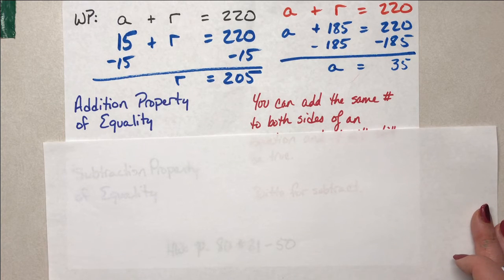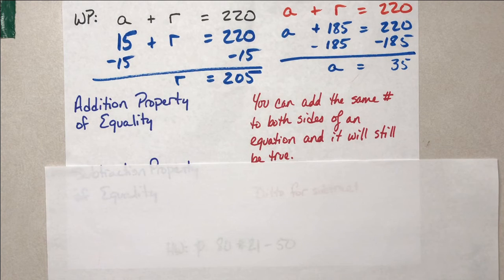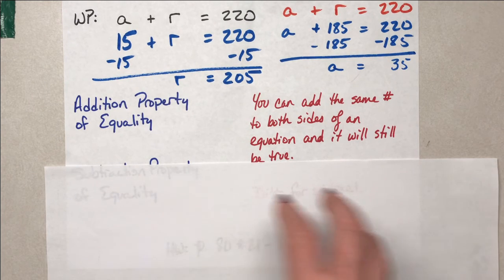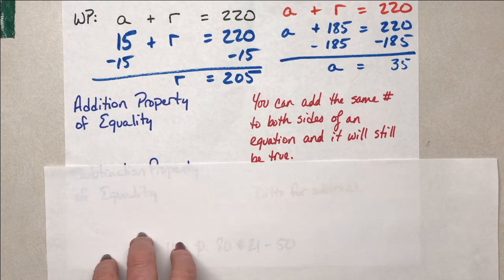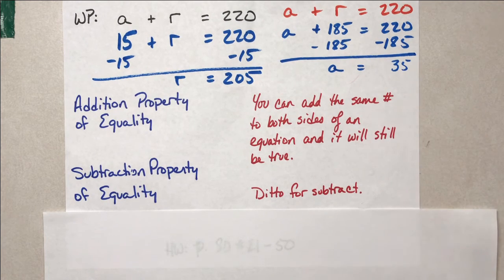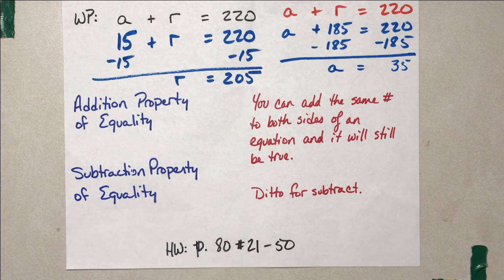So we have a couple more vocabulary pieces. The addition property of equality means you can add the same number to both sides of an equation and it will still be true. And we've been doing that to get negative numbers away from our variable. The subtraction property of equality is the same thing except for subtraction. So you can either add or subtract the same number from both sides of the equation. As long as you do it the same, then it's still going to be true.